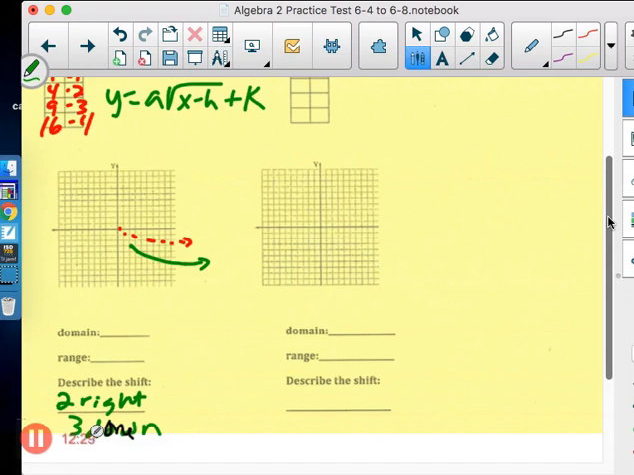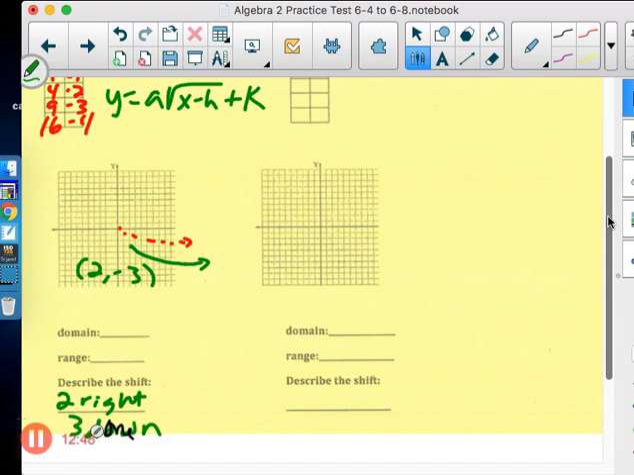Now when I see domain and range, I start thinking, I better figure out what this new starting place was right here, because that's going to tell me my domain and range. What's the new starting place? 2, negative 3. 2 to the right, 3 down.